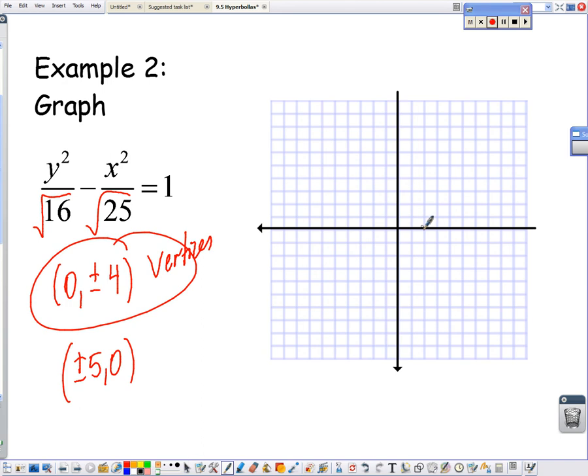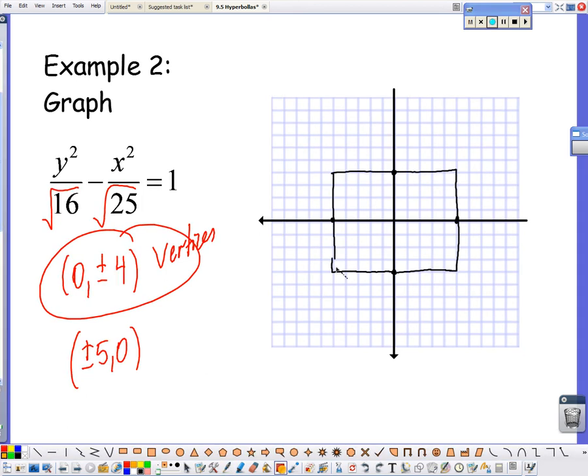Okay, so 1, 2, 3, 4. 1, 2, 3, 4. And we go 1, 2, 3, 4, 5. 1, 2, 3, 4, 5. And we're going to draw a box to include all of our points. Okay? So let's go ahead and put in our asymptotes.